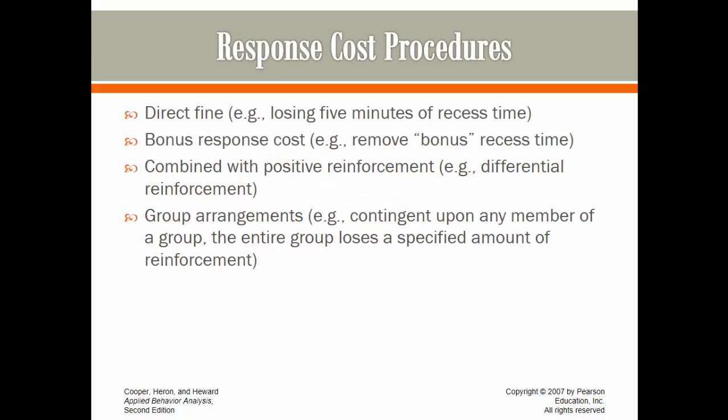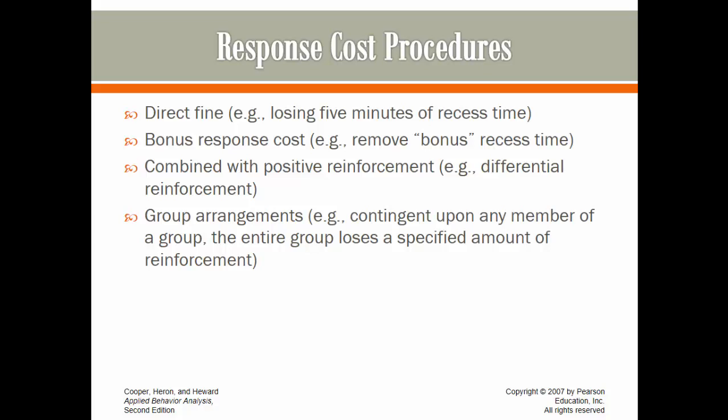So there are some different kinds of response cost procedures. There's the direct fine, losing 5 minutes of recess time for every behavior. There's bonus response cost, where you wouldn't lose recess time, but you might remove bonus recess time, and that's really important, the difference between these two, because there are some legal implications of using response costs in a school system. We definitely want to combine it with positive reinforcement, and in particular differential reinforcement and differential reinforcement of alternative behaviors, where available.